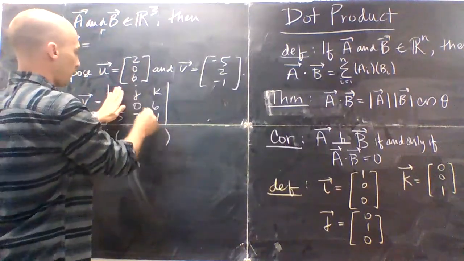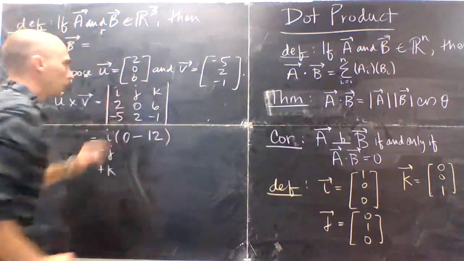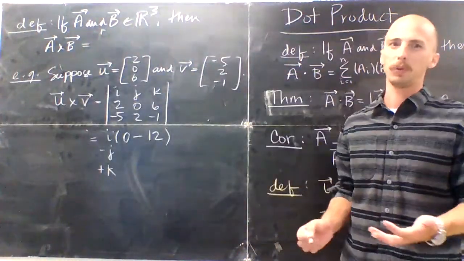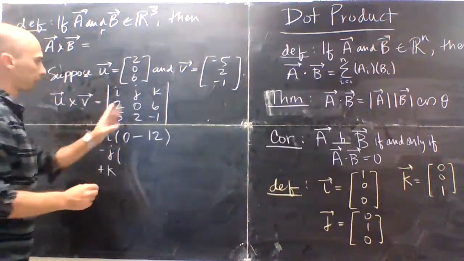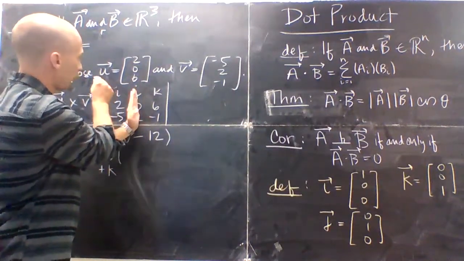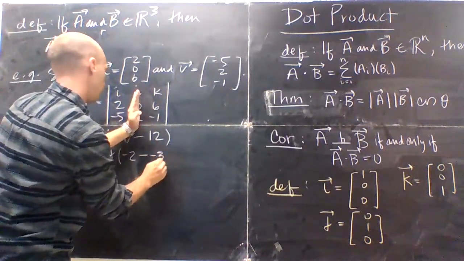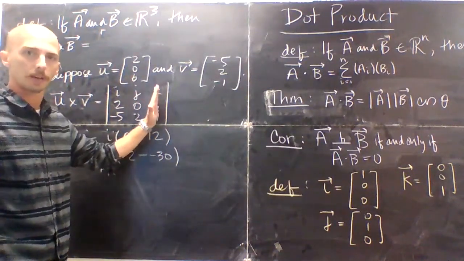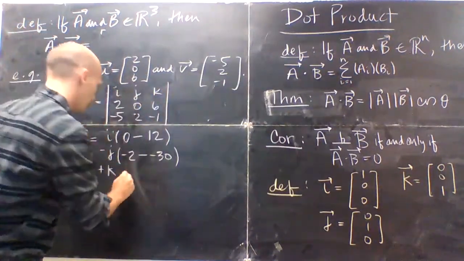So 0 times -1 minus 6 times 2. Then we have minus j here, and the minus is for reasons that we're going to see later in the course once we learn about how to actually take determinants. Minus j times, okay, we cover up the j column. We do the same thing, we multiply, subtract. So 2 times -1 is -2, minus 6 times -5 is -30. Plus k, and we're going to do the same thing, we're going to cover up the k, and we're going to multiply and subtract. So 4 minus 0.